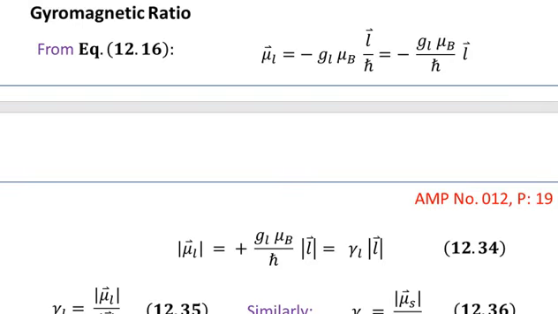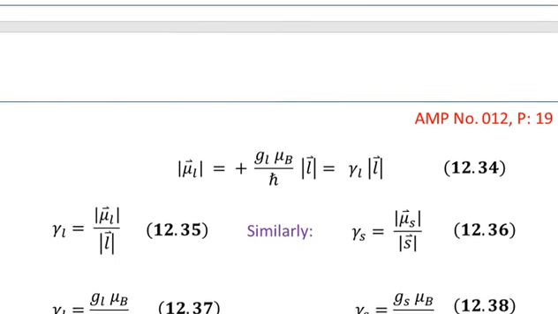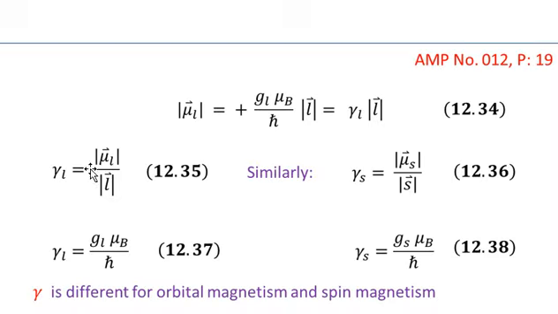So gamma L, which is the gyromagnetic ratio for the orbital case, has been defined in equation number 35. So gamma L is equal to the magnitude of the orbital magnetic moment divided by the orbital angular momentum. Similarly, for the case of the spin, we can define gamma S. Gamma S will be equal to the magnitude of the spin magnetic moment divided by the magnitude of the spin angular momentum, as shown in equation number 36.